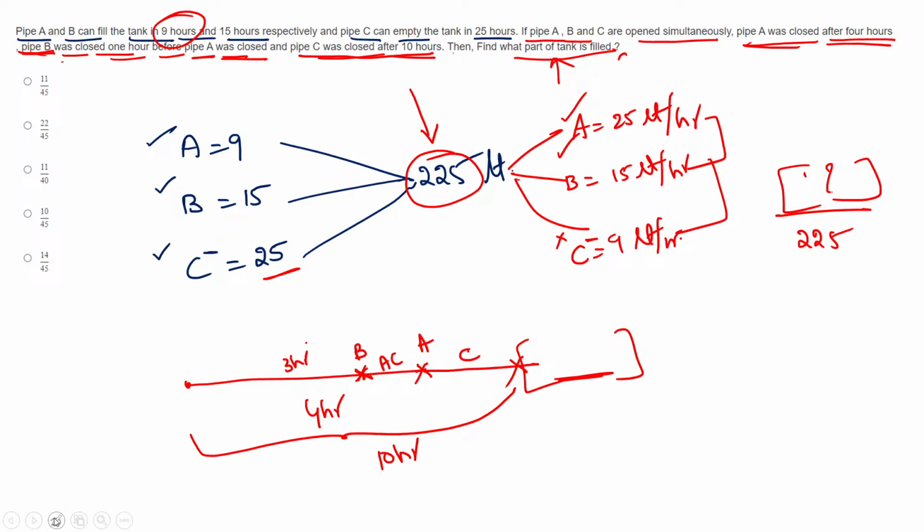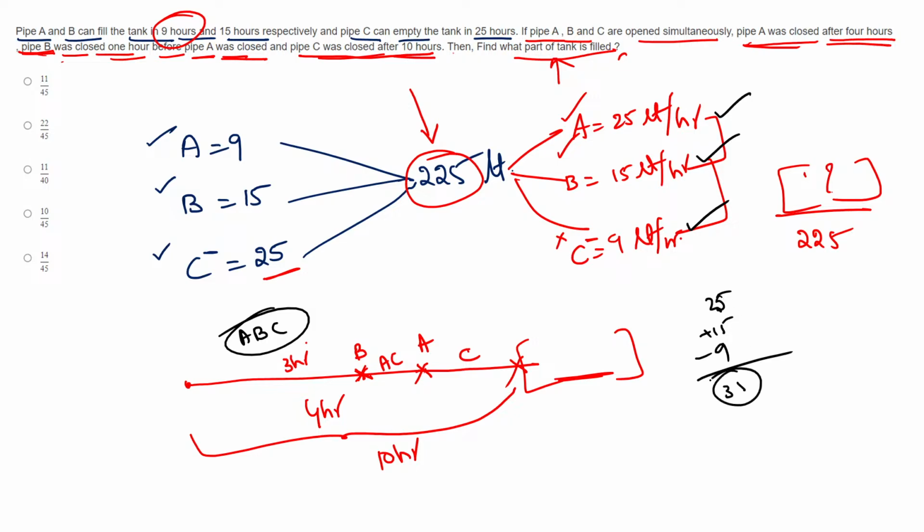If you observe carefully, for the first 3 hours you are having A, B and C. So when you are opening all of A, B and C, you can fill only 25 plus 15 minus 9. That means 40 minus 9, you are going to fill only 31 liters. So per hour you can fill 31 liters if you are opening all the 3. Like that we are filling for 3 hours. So 3 into 31 plus. See here, we are having only 1 hour gap between, before closing pipe A and after closing pipe B.